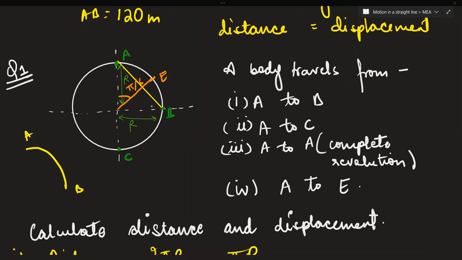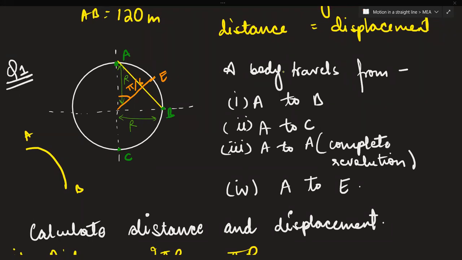When do you consider displacement? When do you consider it as distance? Yes or no? Any doubts in here? Can you explain the diagram again? This one? Yes, yes, miss.